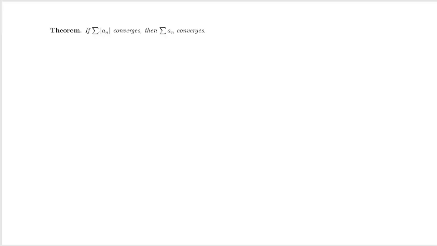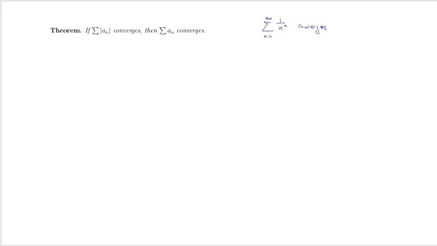And one theorem that can help you somewhat in that effort is this one right here. This says that if a series converges absolutely, then it converges. And in a minute we'll look at a quick proof, but first let's show why this is so useful.